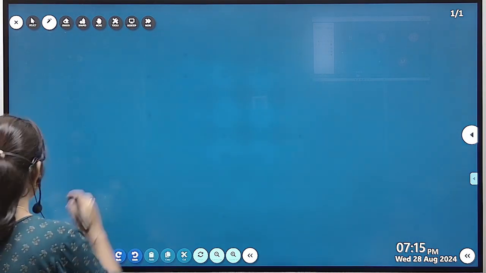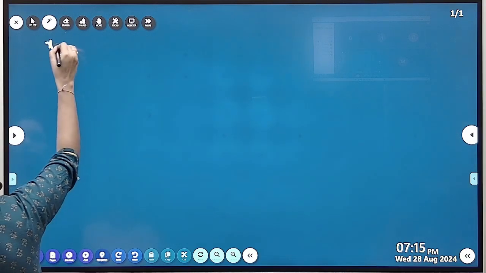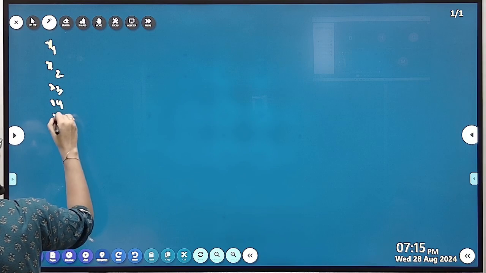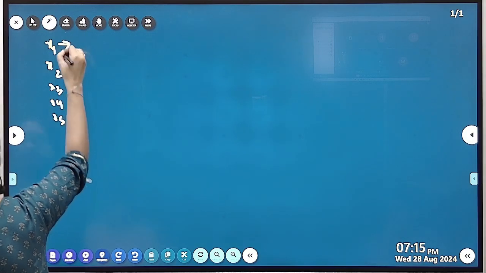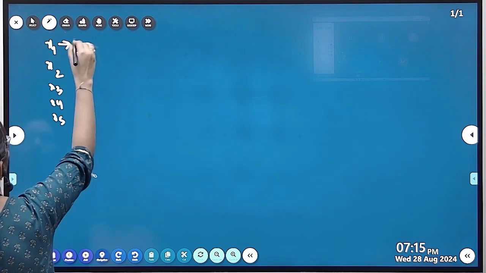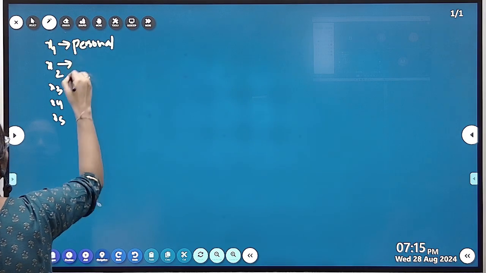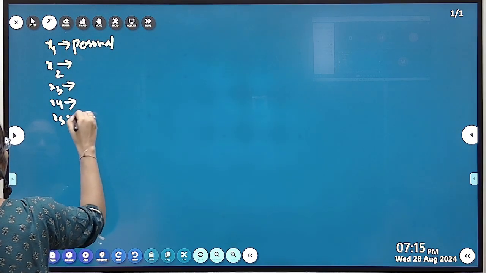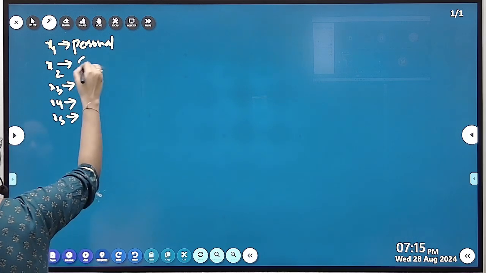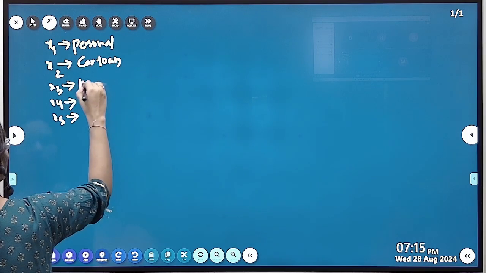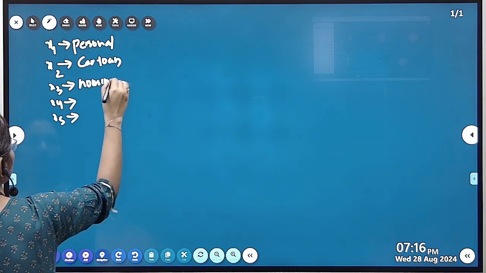So let x1, x2, x3, x4 and x5. x1 is like personal loan. Okay, personal loan is denoted as x1. Tell me next one what? Car loan is denoted as x2. Housing loan is denoted as x3.